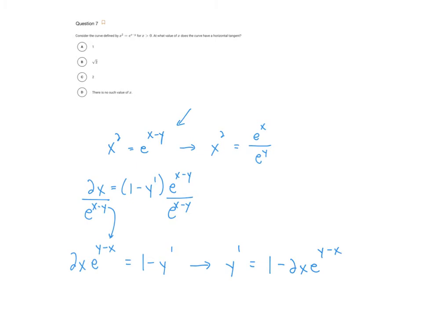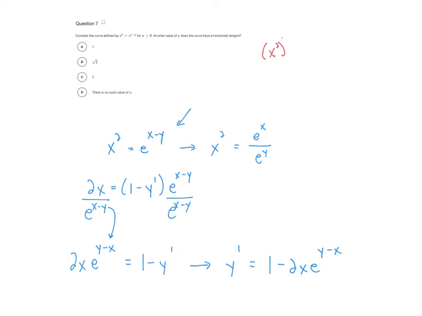Okay, and they say, at what value of x does the curve have a horizontal tangent? Okay, so let's see. Actually, let's do this also. If we look at the original, e to the x minus y is x squared. So you can kind of raise both of these to negative exponents. I'll do that up here.